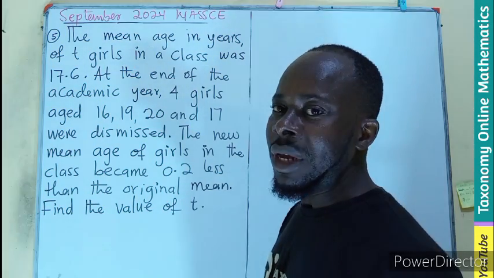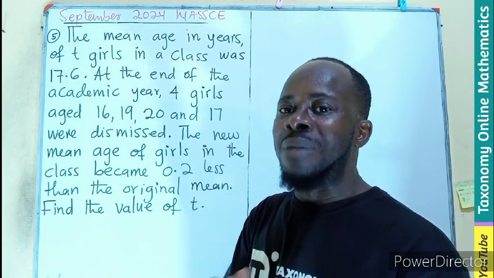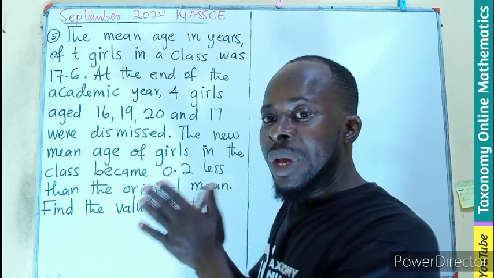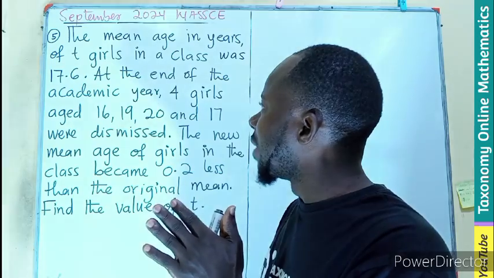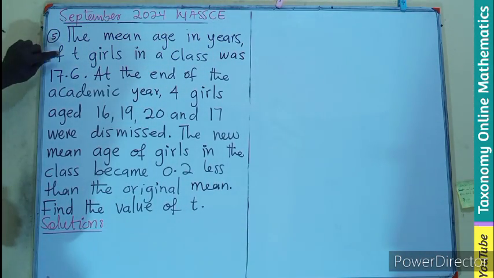What are we going to do with mean? Mean is sum of ages divided by what? The number of students. That is going to be added. So let's see how we can do that. So now let's pick the information from the question.